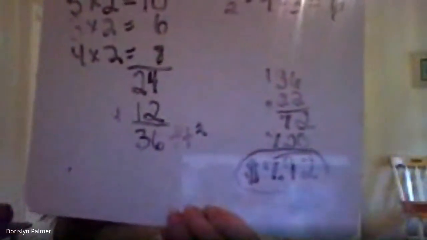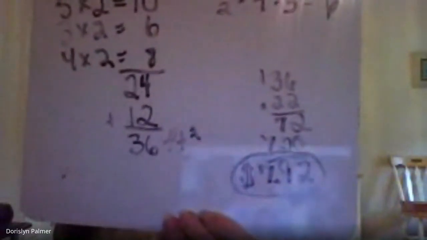May I say the answer? Nicholas, you have the answer? Yes, I do. All right, what do you got? I have $7.92. I did it by hand and got the same. Okay, 36 times 22 cents a square foot, $7.92.